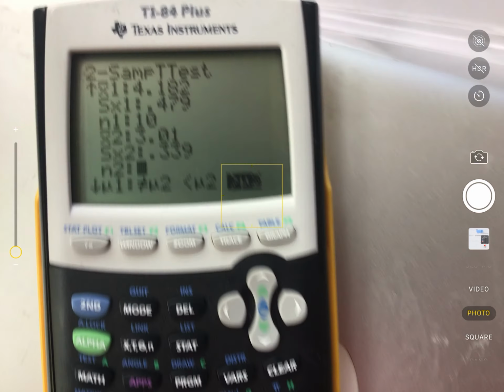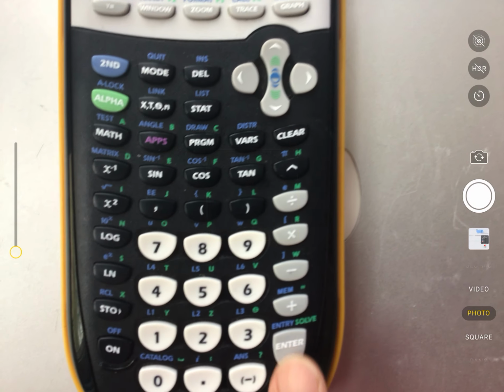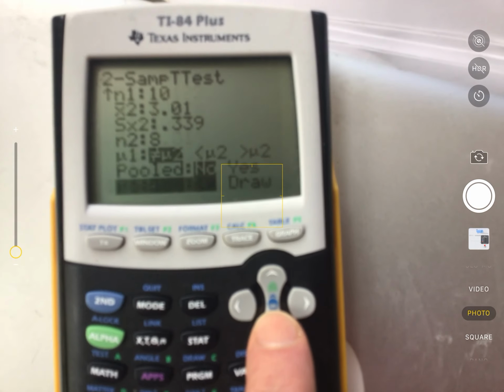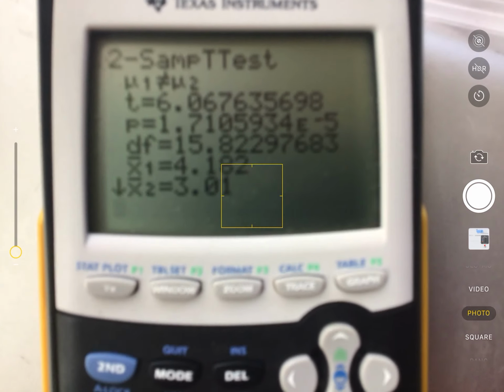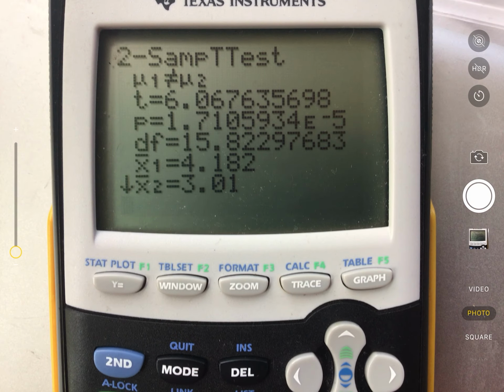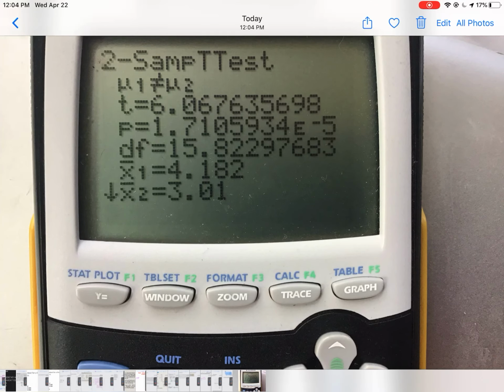So now I can just hit enter. There's my enter button. Cool. Go down. Pooled, no. And calculate. Let's see what we get. Awesome. So we get our standard deviation. We get our p-value. We get our test statistic. We are in really good shape here. So I'm just going to import this into Notability.